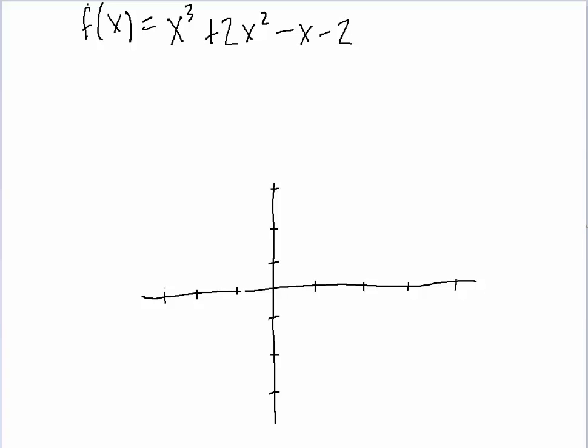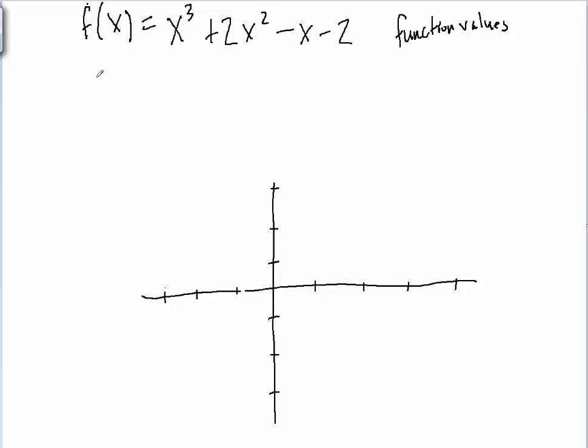So what we're going to do now is take a function f of x equals x cubed plus 2x squared minus x minus 2. And we're going to graph this using what we know about functions and their derivatives and such. So first we'll take the function, and this gives us our function values.